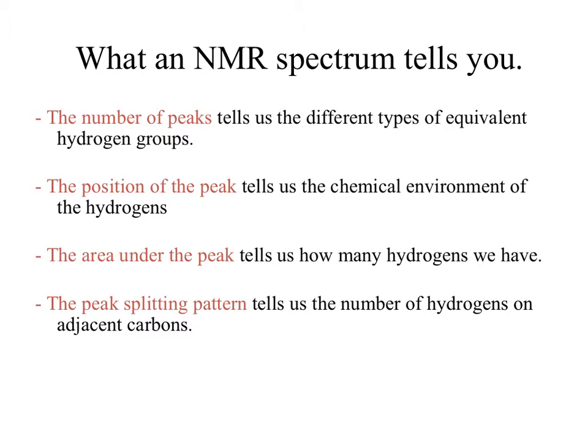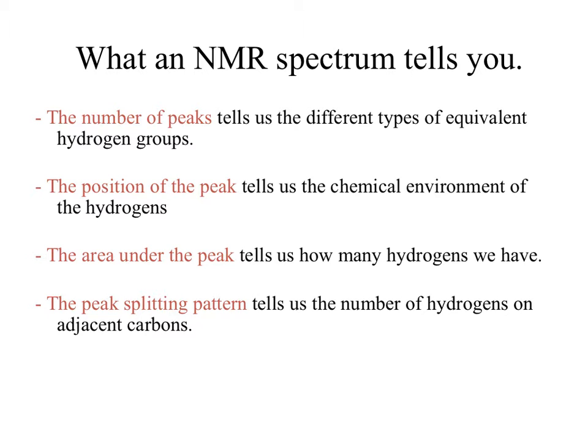So first of all, when we are analysing a spectrum, we look at the number of peaks. And I'm hoping that you remember that the number of peaks tells us about the different types of equivalent hydrogen groups. Then the position of the peak tells us about the chemical environment of the hydrogens. The area under the peak tells us how many hydrogens we have.